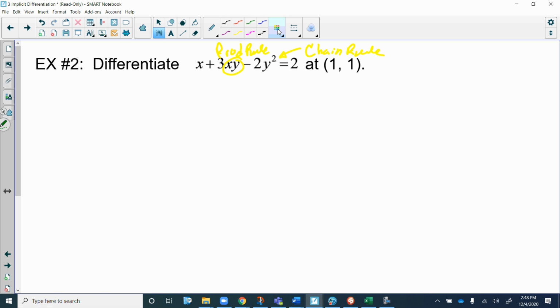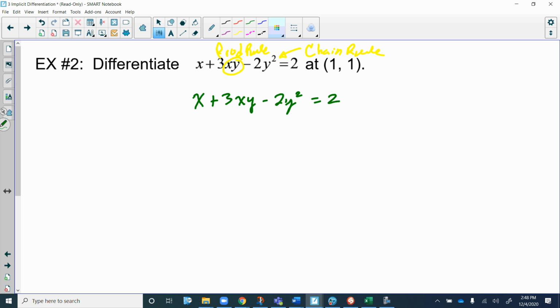And I'm not going to do the dy dx whatever. If you want to do it on your paper, that's great. But I'm just going to stick to the prime notation with y prime and so on. So I'm going to just rewrite the problem here real quick: x plus 3 times x times y minus 2y squared equals 2. And of course, we know where we're going to evaluate it. So we want to take the derivative of the whole thing, isolate y prime, or dy dx, however you're writing it, and then do the substitution to tell me the value of y prime at that point.